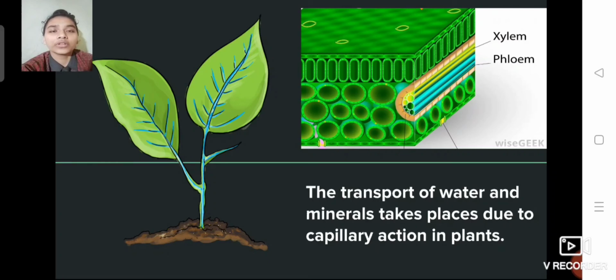If I were to give you an example of capillary action, the best example is seen in plants, because the transport of water and minerals takes place due to capillary action in plants.